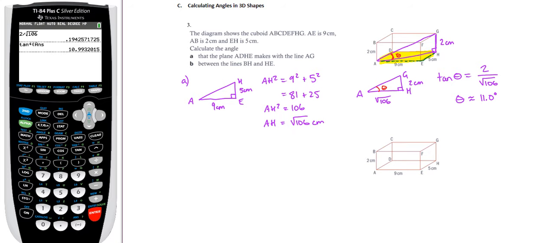So this one was a bit of a two-stepper. I had to find a second triangle to allow me to get a piece of information I needed to really solve the problem I was after.